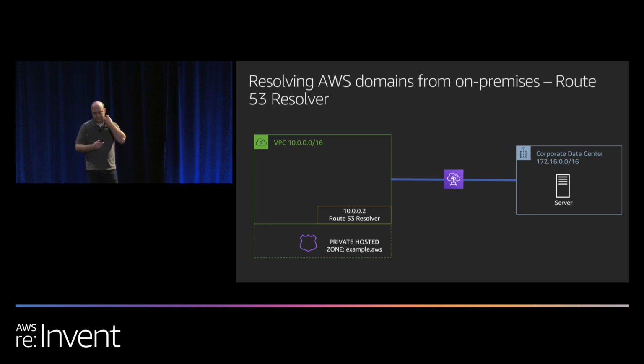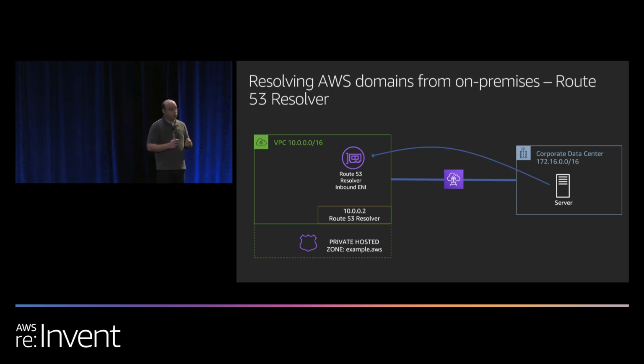So we'll go through the two of them. So we have our VPC on the left-hand side. We have our corporate data center. How would we go about integrating for this example.aws private hosted zone, right? Somebody sitting in the corporate infrastructure, they want to resolve example.aws. We create this inbound resolver endpoint. Route 53 places a network interface into your VPC.